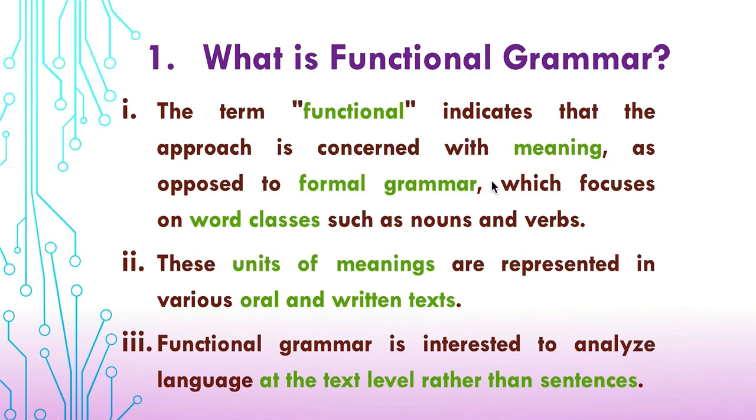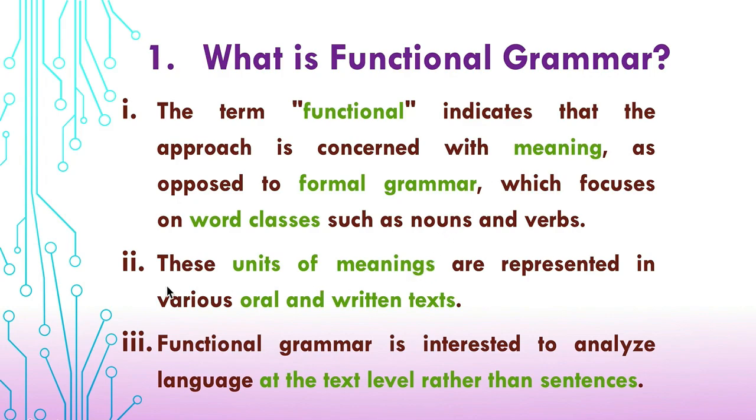That functional grammar is that kind of grammar which looks at the text from the point of view of meaning, while formal grammar is the type of grammar which focuses on the grammatical items like nouns, verbs, adjectives, and so on. So see the difference between the two. Functional grammar is all about meaning. Formal grammar is all about classification and explanation of grammatical items. This is the fundamental difference between functional grammar and formal grammar.